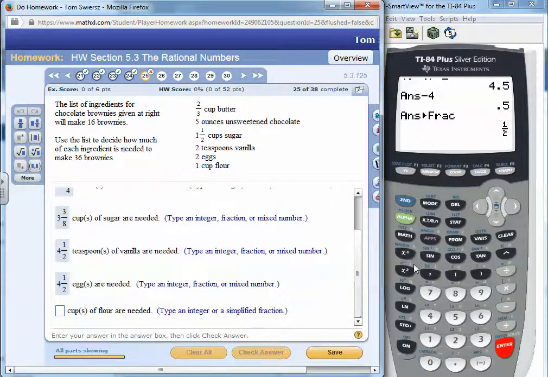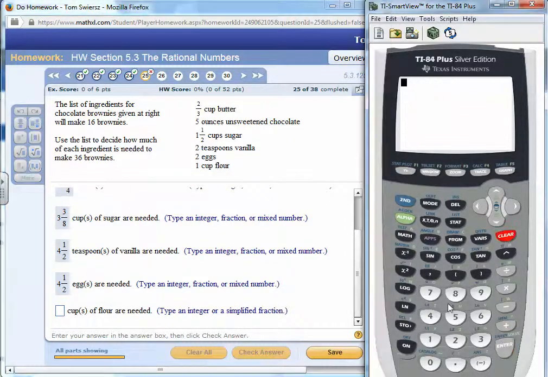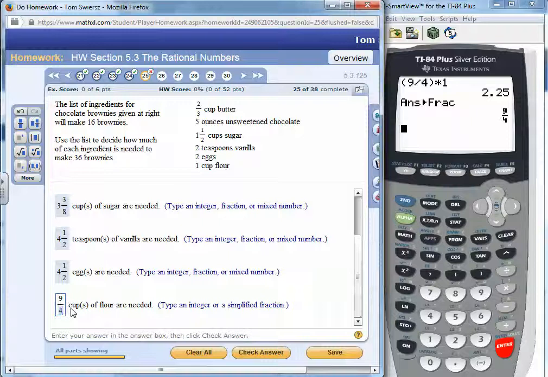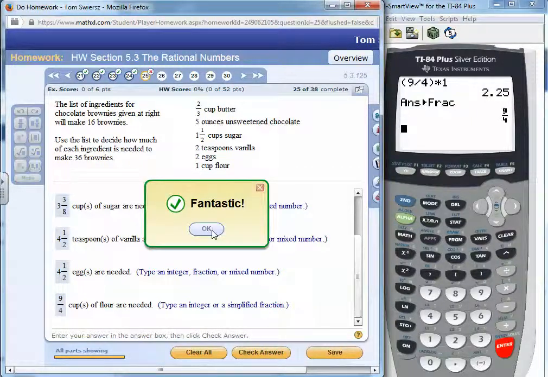And finally, 1 cup of flour. The multiplier 9 divided by 4 times 1 is 2.25. The simplified fraction is just an improper fraction, so I believe we can leave it as an improper fraction. So we get 9/4. We can put 9 divided by 4, and MyMathLab does indeed mark it correct. Very good.